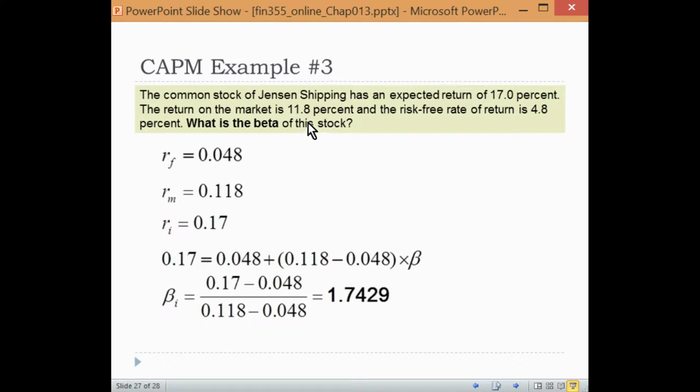This is not surprising. Again, the return on the market for this example is 11.8%. That's the average return on risky investments. This stock has an expected return of 17%. It's much higher than the average, so I would expect the beta to be considerably larger than 1, and sure enough it is. That is a pretty high beta.